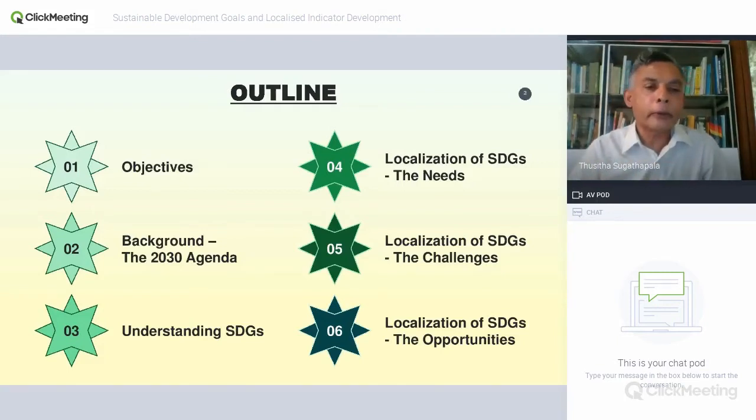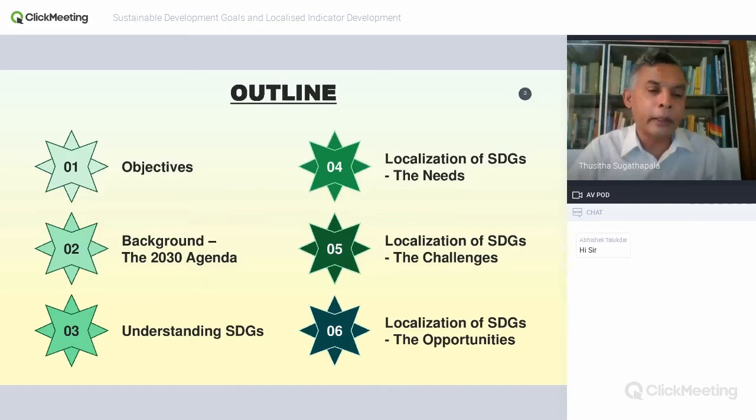The outline of my talk today has about six areas. I will highlight the objective of this webinar, basically what we expect once we cover it. Then a quick background of the 2030 agenda, and understanding SDGs. I think we are all aware of SDGs, but I want to highlight some of the underlying principles so that the follow-up topics on localization can be better understood. Then we enter the main topic, the localization of SDGs. I will discuss this under three areas: why we need localization, what the challenges are, and the opportunities. Then I will discuss a few examples for a better understanding.